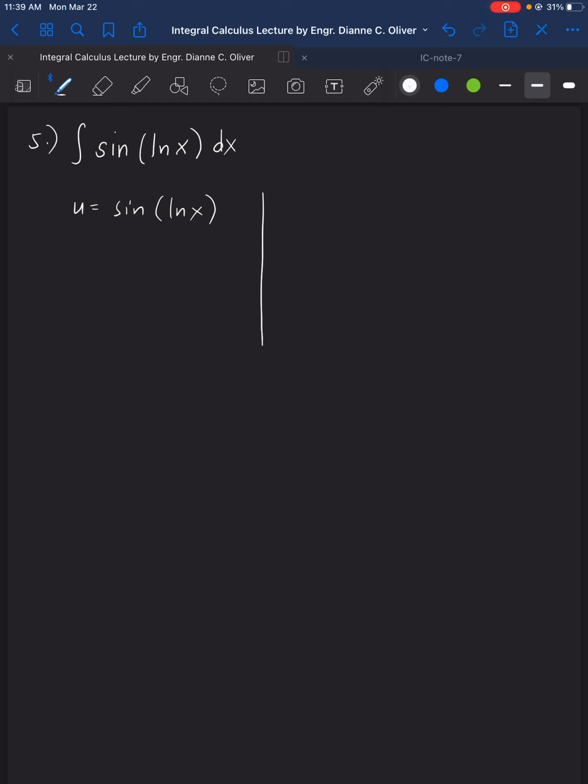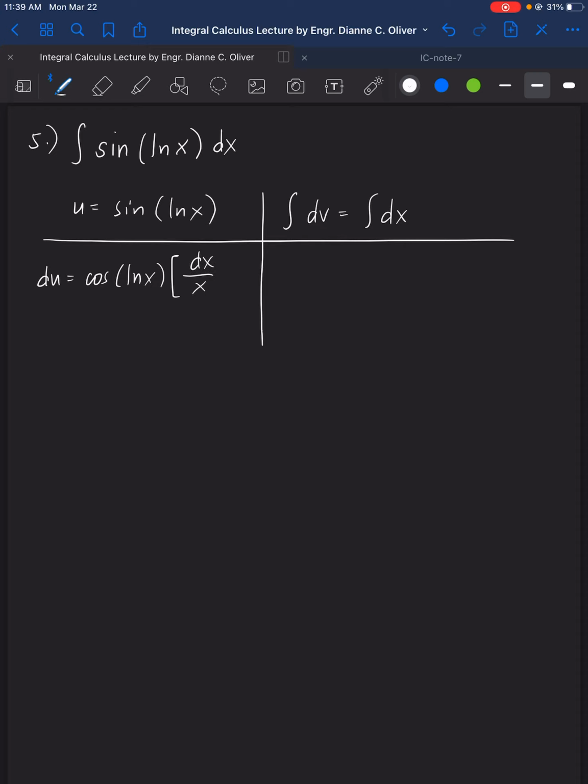So, we have here the integral of dv, the one left, the integral of dx. Then we will have the derivative of u, so du is equal to cosine of ln x. Then the derivative of ln x is dx over x. So du is now equal to cosine of ln x all over x dx. How about here? We have v equal to x plus c.